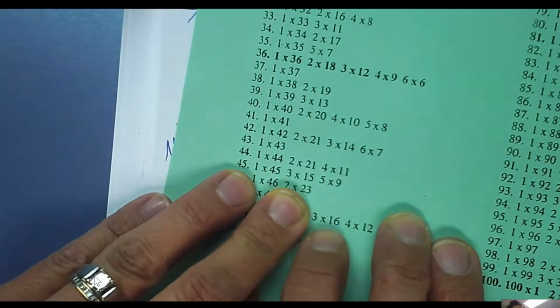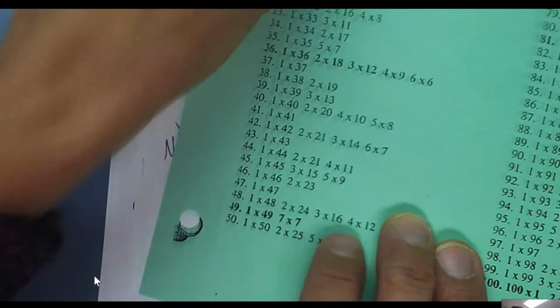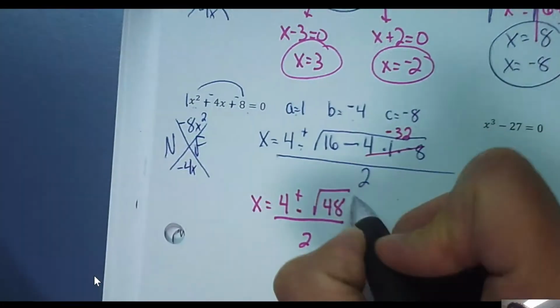So 16 has a perfect square root, it's 4. 4 has a perfect square root of 2. So when I have to choose, I always go with the bigger number. And this is called simplifying the radical.